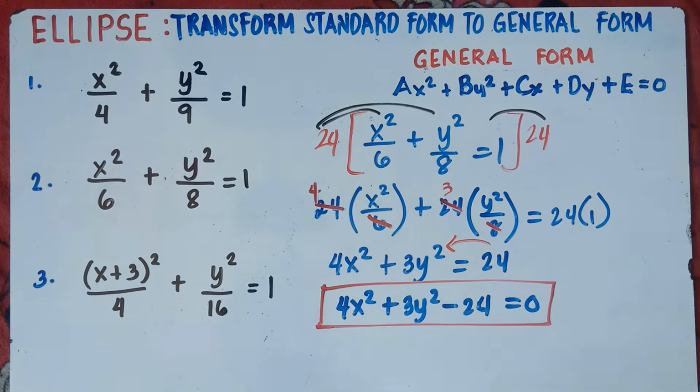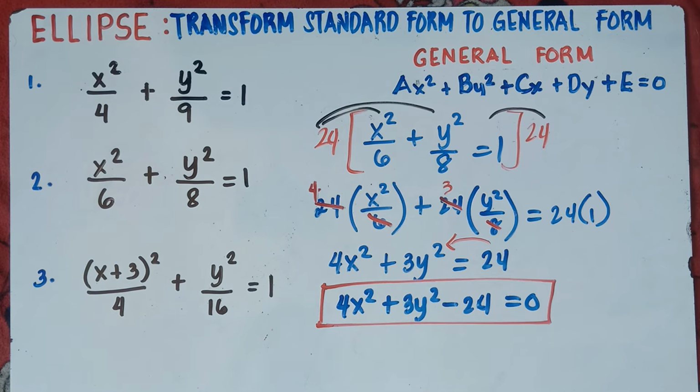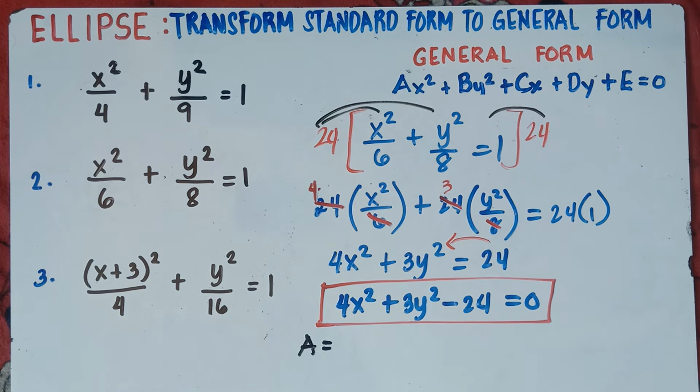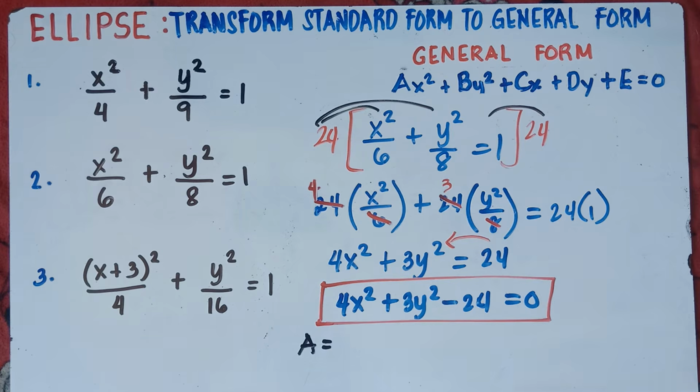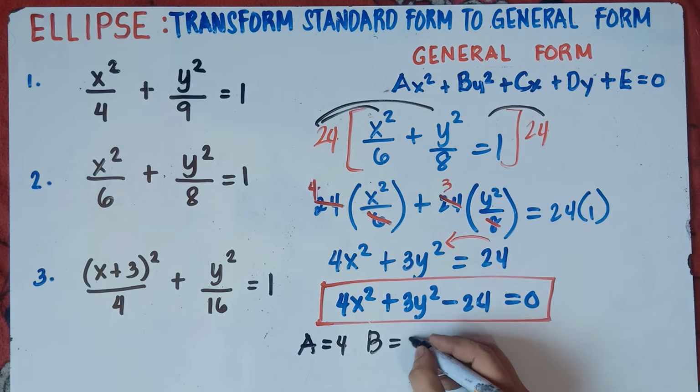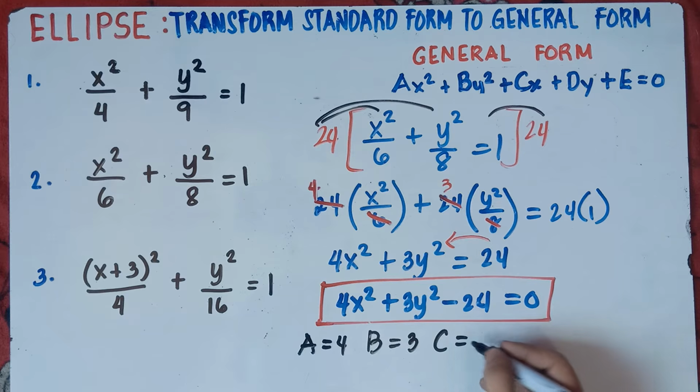Alright, so let's just find the values of A, B, C, D, and E, class, because there are some teachers that will ask you to find these particular values. Our A is beside x squared, so our A is 4. Our B is beside y squared, so our B is 3. And our C is beside x. We don't have x with an exponent of 1 in the equation, so our C is 0.